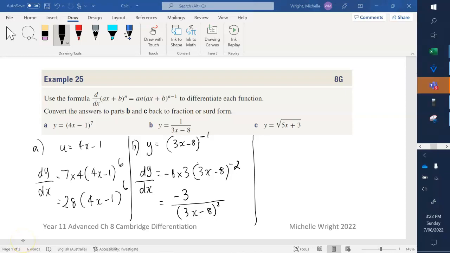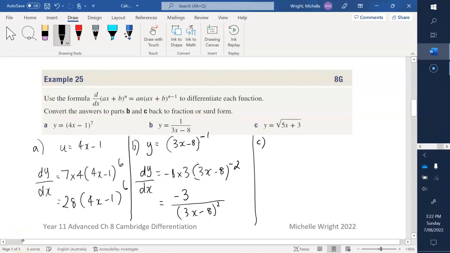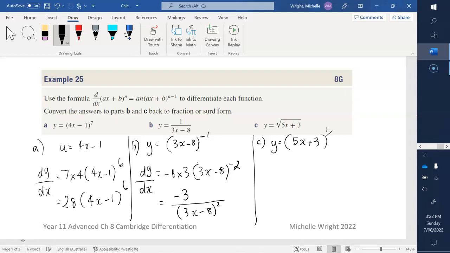Okay, let's do c. We're going to need to write that in another format. We can't have the square root sign in there. So remember, the square root means we have a power of a half. The number on the top is the power, so it's to the power of 1, so it just stays as it is. The number on the bottom is the root, so it's a square root.